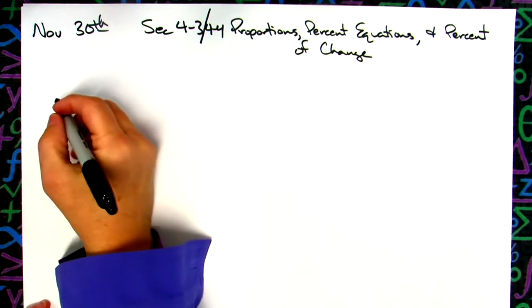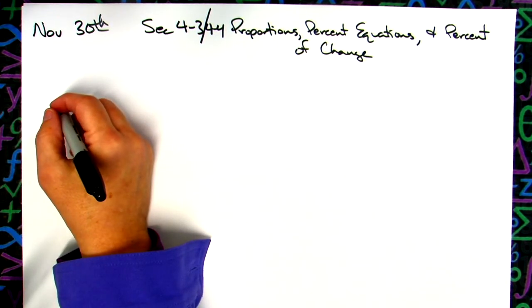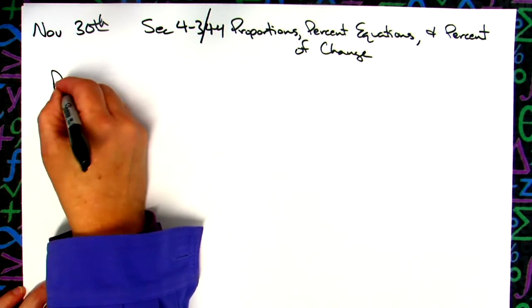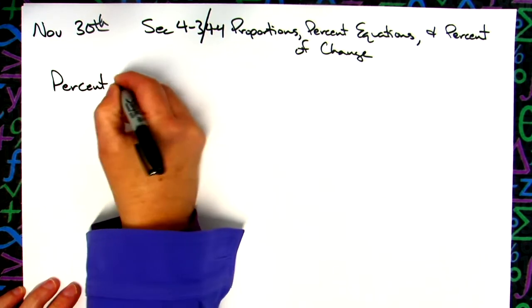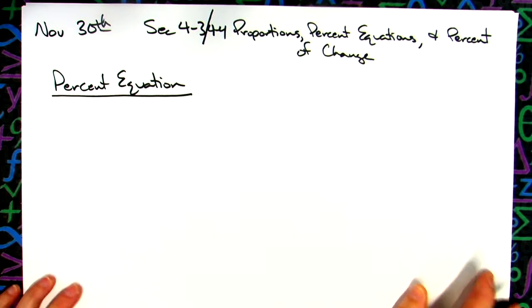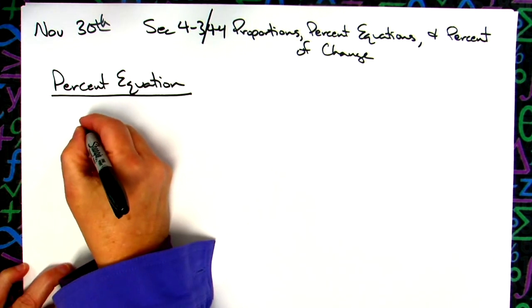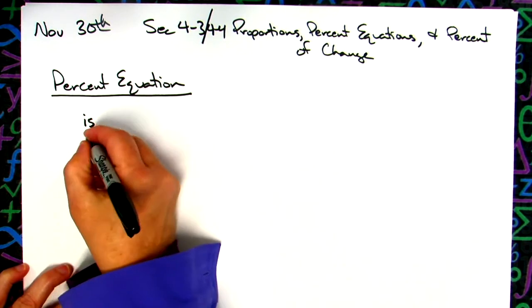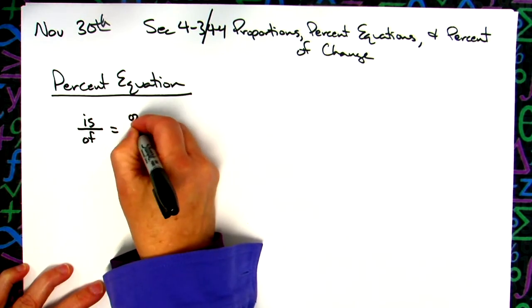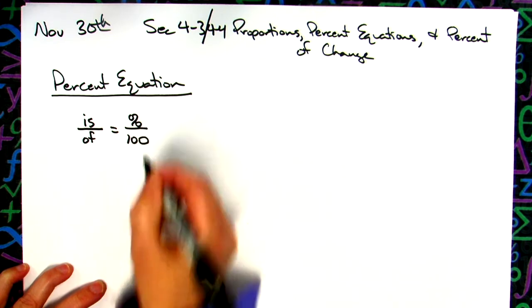Because if I only give you a few examples, and then you see one that I haven't done an example for, then you're not going to know: am I supposed to multiply? Am I supposed to divide? What am I supposed to do? So this is our percent equation. And it will be a proportion. It's going to be is over of equals percent over 100.